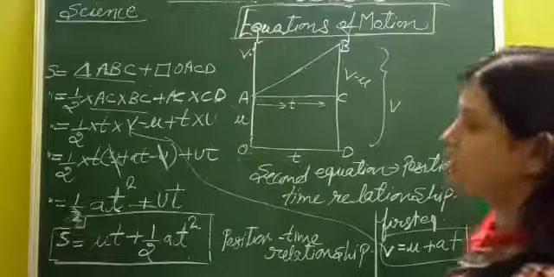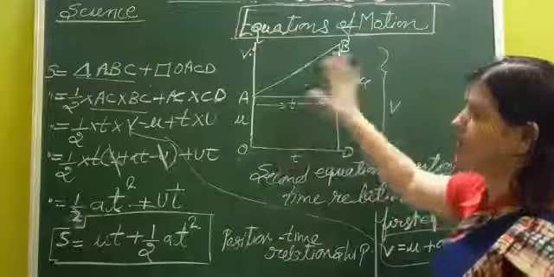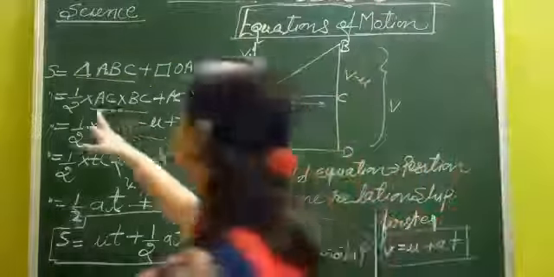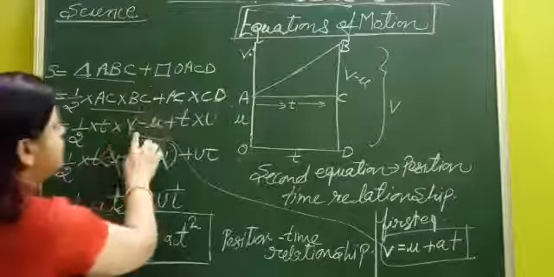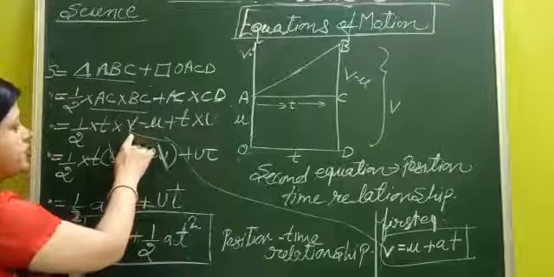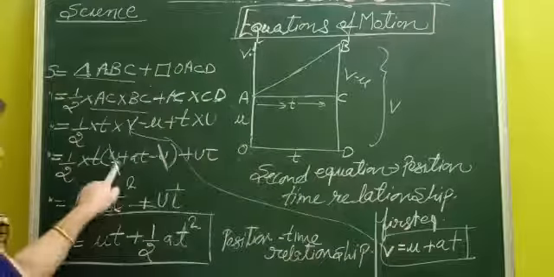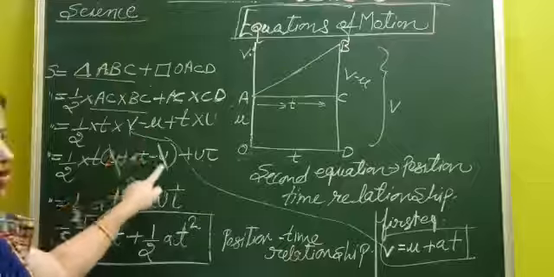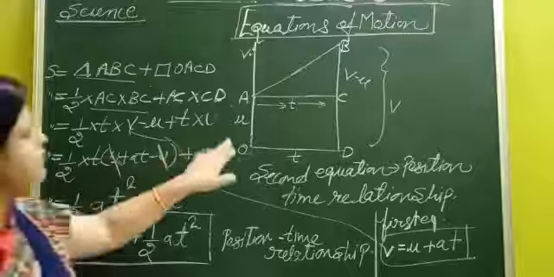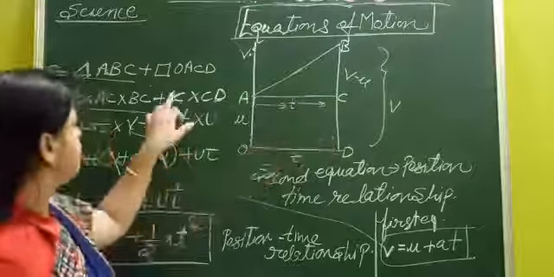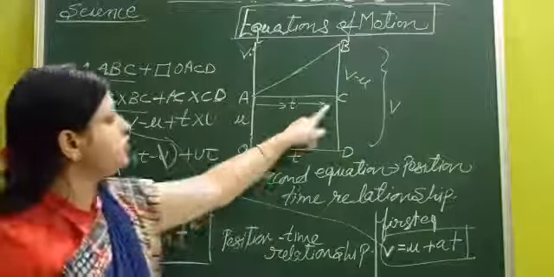Again I revise it. In this equation we have to know two formulas: first rectangle and second triangle. So for the triangle, half AC multiply BC. The value of AC is T and the value of BC is V minus U. V from the first equation, V equals U plus AT. So U plus AT, plus U and minus U cancel out, remaining half AT square. And from rectangle OACD, AC multiply CD. The value of AC is T and the value of CD is U.